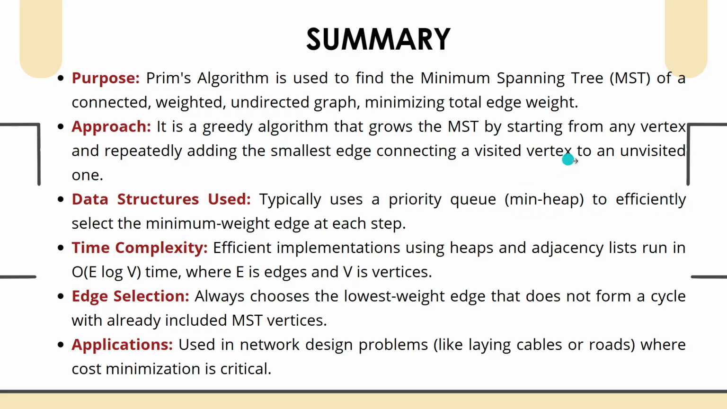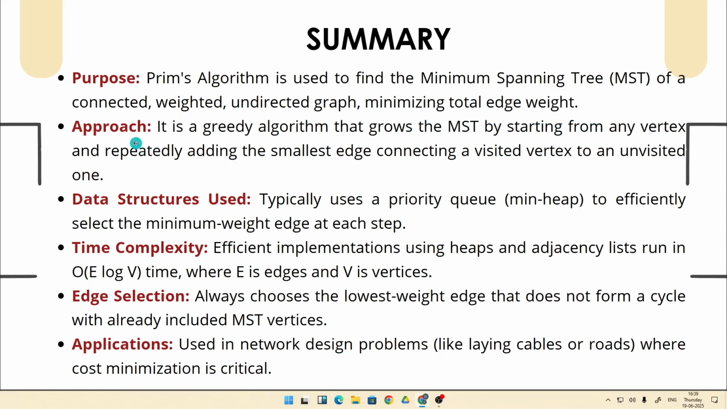To summarize what we have seen so far, the purpose of Prim's algorithm is to construct a minimal spanning tree from a connected, weighted and undirected graph, thereby minimizing the total edge weights. The approach that Prim's algorithm uses is a greedy approach. It grows by starting from any vertex and tries to build a minimal spanning tree. It repeatedly adds the edge with the smallest cost, connecting a visited vertex to an unvisited vertex. It repeats this step again and again till we reach a minimal spanning tree.